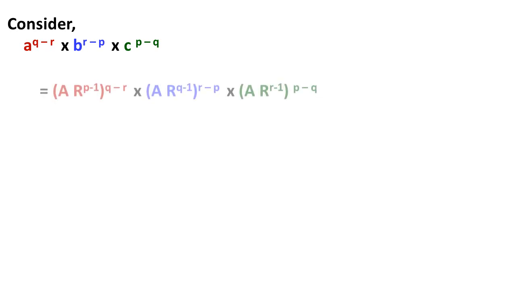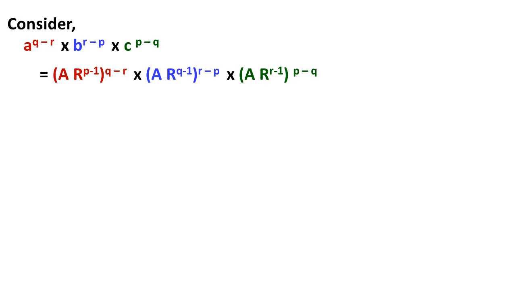It is said that we need to consider a to the power q minus r into b to the power r minus p into c to the power p minus q. In the place of a, substitute the value what you have obtained as result number 1. That is A into r to the power p minus 1 whole to the power q minus r. Similarly, substitute the value of b and c.